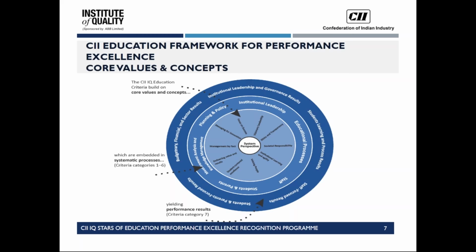The CII Performance Excellence Criteria, which is built on the Baldrige model, are set on the following interrelated core values and concepts, which is in the center, the systems perspective, where systems perspective means managing all the components of an institution as a unified whole to achieve your vision, ongoing success, and performance excellence.